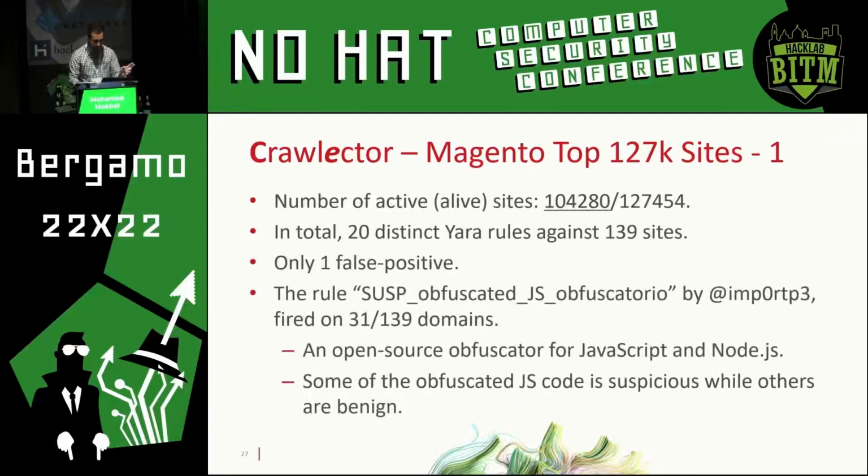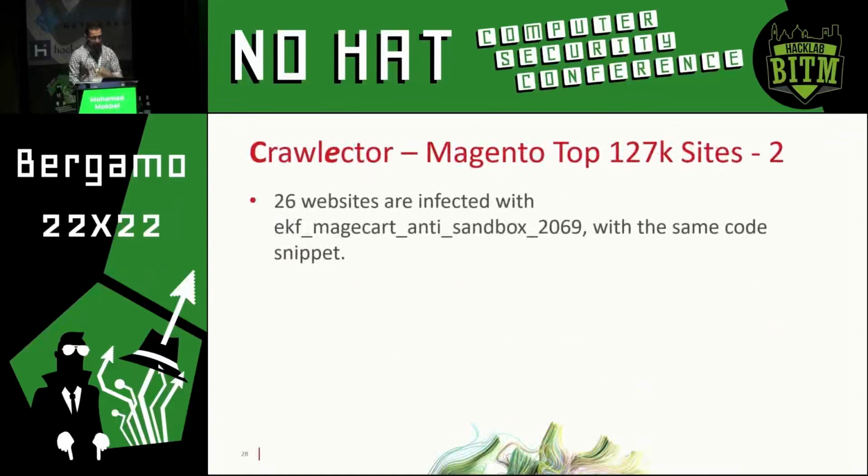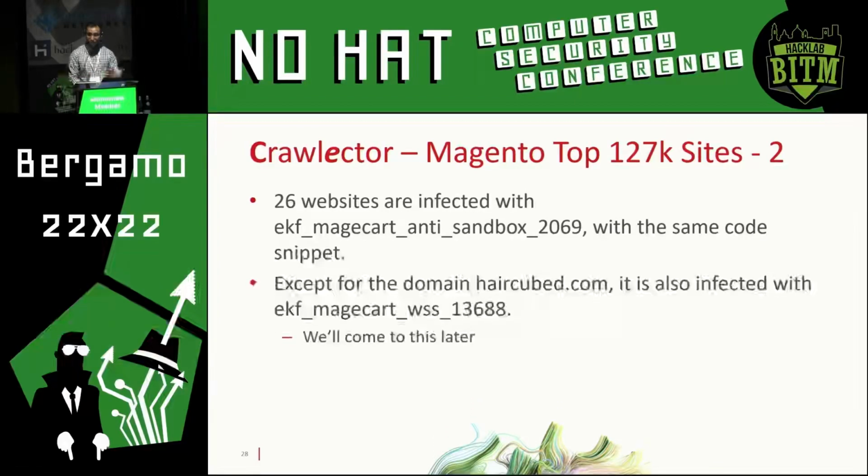I'm gonna skip through this and then go into some of the use cases. So you've got 26 websites infected with this particular YARA rule. Again, it's part of MageCart, a web skimmer campaign, with the same code snippet, which implies it's highly likely the same threat actor targeting these 26 websites. Except for one domain, haircube.com, which we'll come to later, which is detected by another YARA rule, but it's still web skimming.